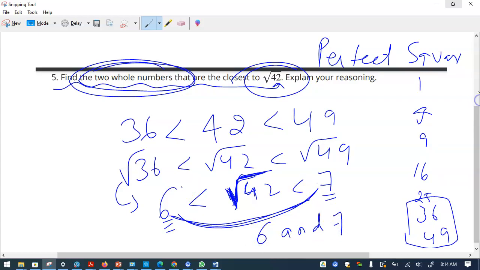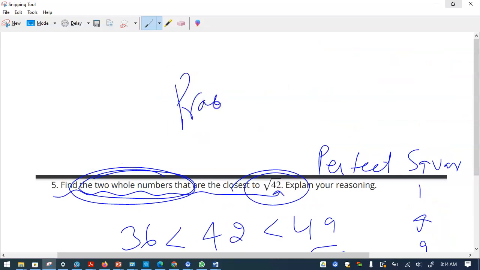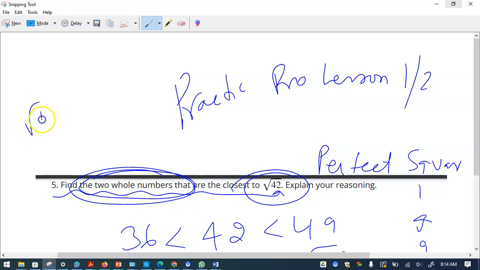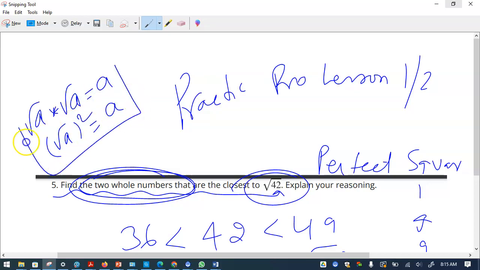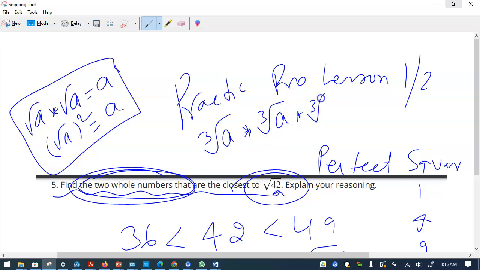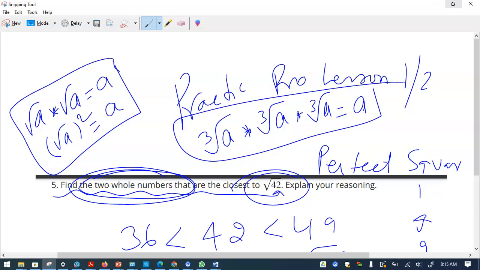So with this, I have finished the practice problems for lesson number 1 and 2, and the next one I'm going to do 3 and 4. Hopefully we'll try to understand. The next lesson is about cube root. Square root of a times square root of a is a, or square root of a the whole square is a. This is what we learned. The next lesson will be about cube root of a times cube root of a times cube root of a is a. So we will see that in the next video.